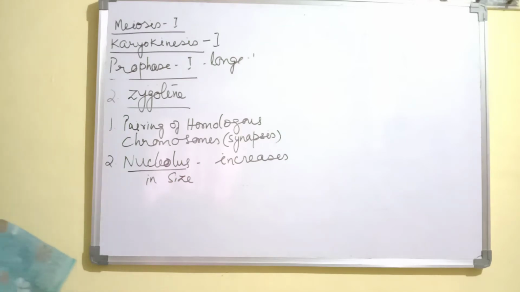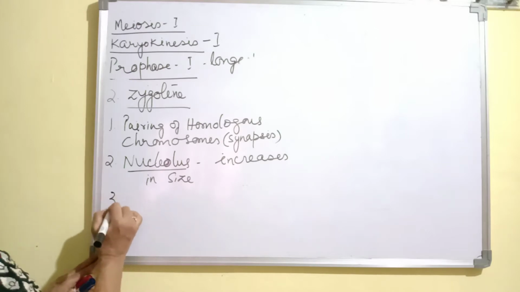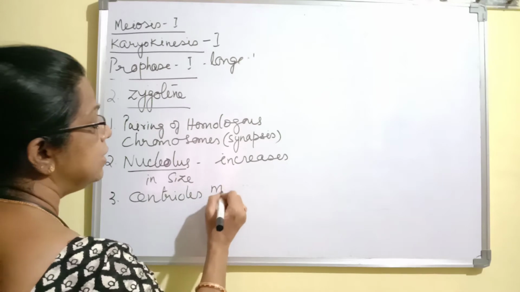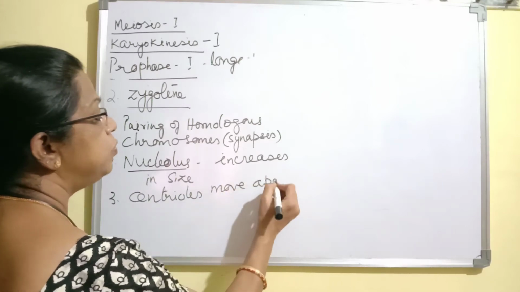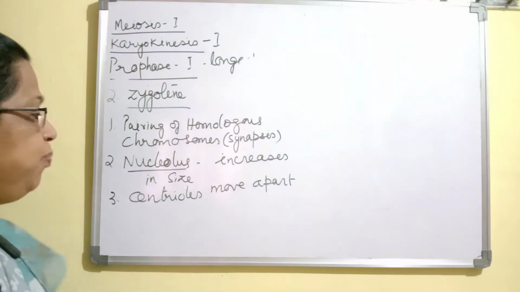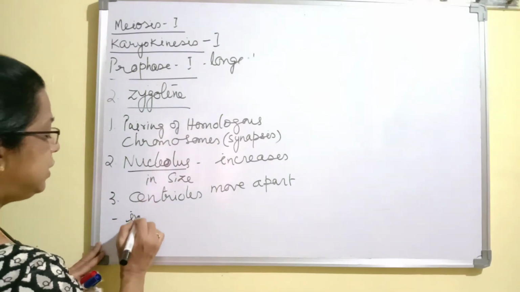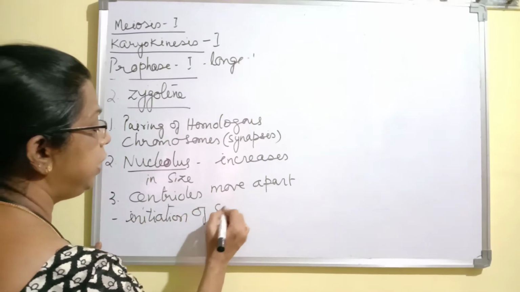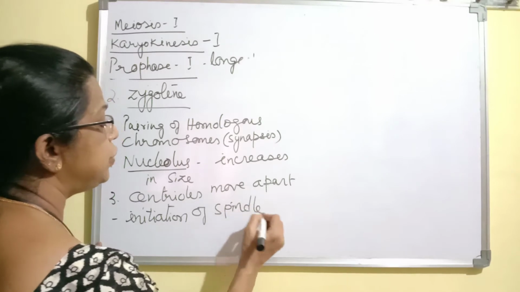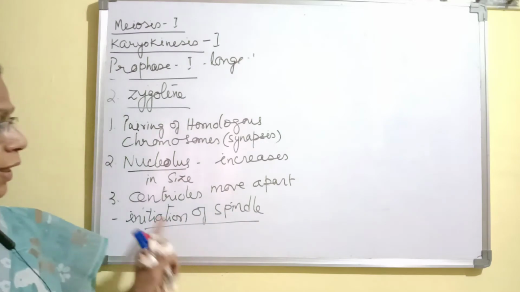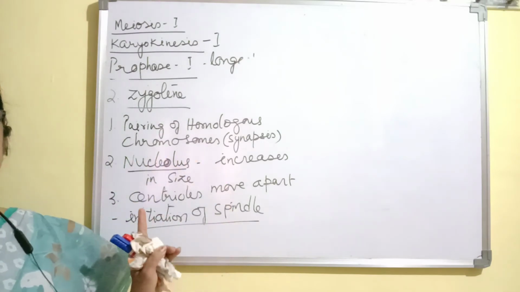Nuclear changes in the previous leptotene stage: here the nucleolus increases in size and the centrioles move apart. Move apart means they move towards the two opposite poles of the cell. As they move, initiation of the spindle apparatus takes place. The spindle apparatus starts forming here.